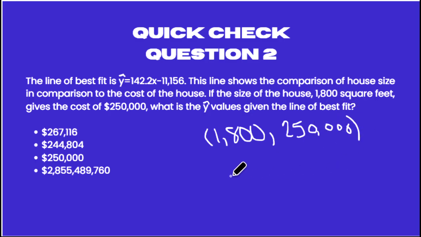What you're going to do is you're going to take your x value, which is right here, plug it into this formula, and find out what our y hat value would be, our predicted y value, and then select it over here.